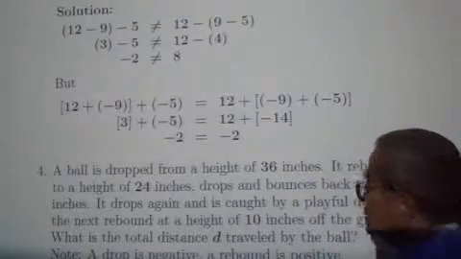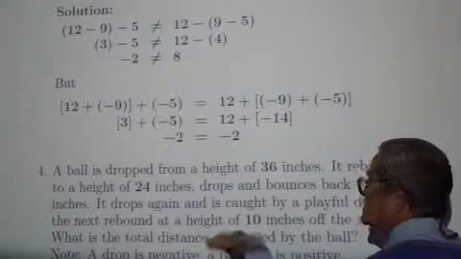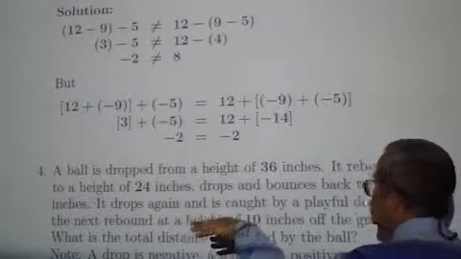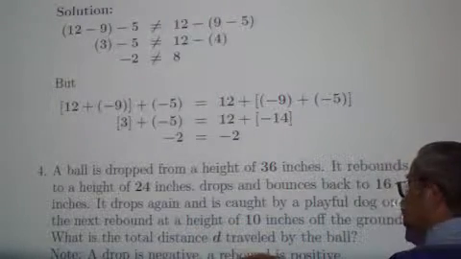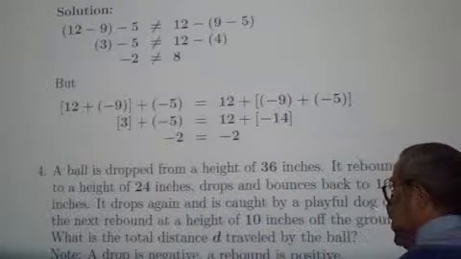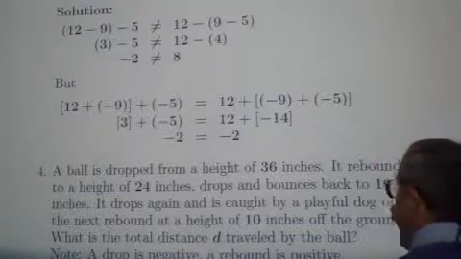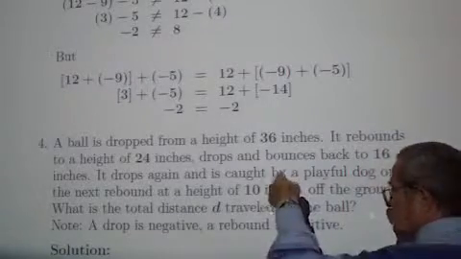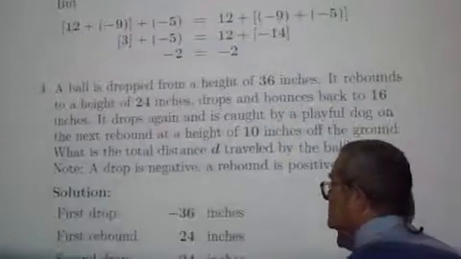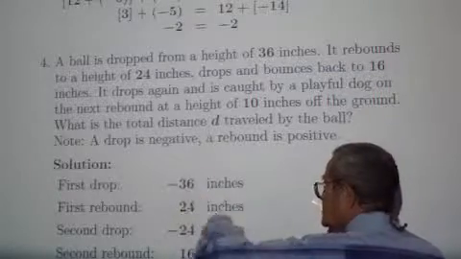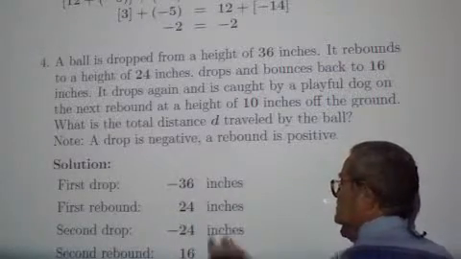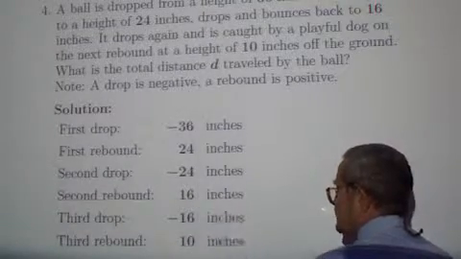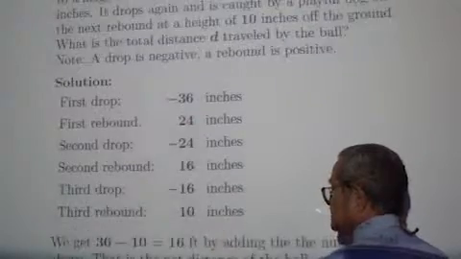Now, a ball is dropped from a height of 36 inches. It rebounds to a height of 24 inches. It goes down again. It rebounds to a height of 16 inches, and then down again and it rebounds to a height of 10 inches, and the dog is getting it. So, what is the distance covered by the ball? 36 plus 24 plus 24 and so on. The first drop is negative 36 inches. First rebound 24, second drop negative 24, back to 16, down from 16 and back up to 10.